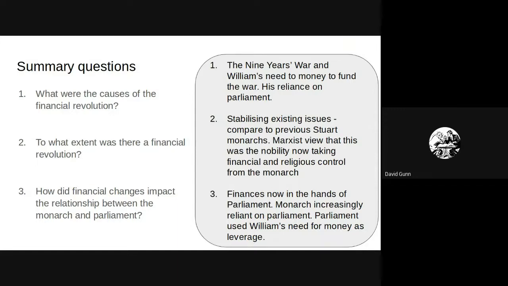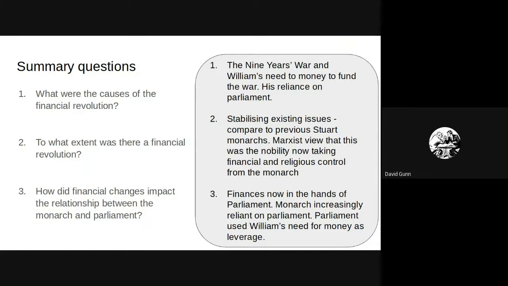Question two, to what extent was there a financial revolution? Well, I think it goes back to what I was just saying about stabilizing the economy. It stabilizes the existing issues. The previous monarchs had really undermined trust and confidence in the economy. And the Civil List Act, the Public Accounts Act, the establishment of the Bank of England, the Recoinage Act, these things bring confidence and stability to the economy.